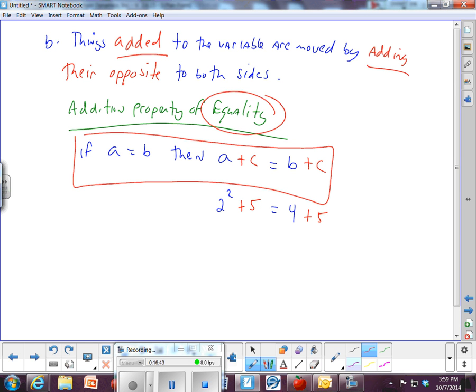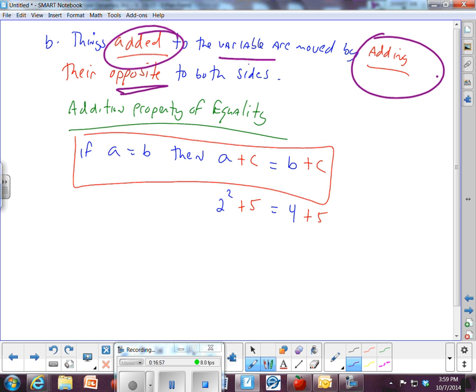Well, what's it saying? It's basically saying this. We can add the same quantity to both sides of the equal sign. And that's what we're doing. Things added to the variable are moved by adding their opposite to both sides. So let me show you what I mean by this.